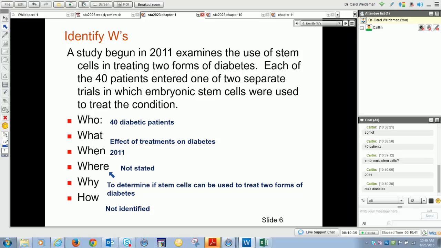So many times on the W's, you won't have all the W's identified. But remember on the other slide, this might have been right before you came in, you always need to know the who, the what, and the why. Those are critical for you to then determine, if you were the statistician and you were going to summarize the data, how you summarize the data is really going to depend on the who, the what, and the why.